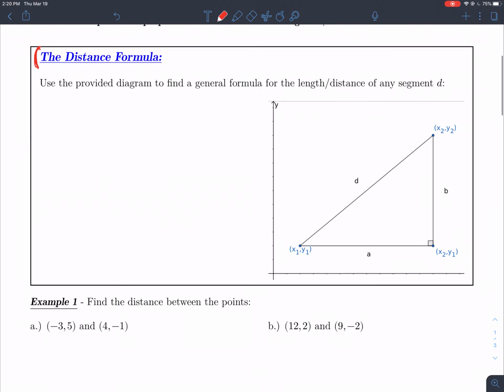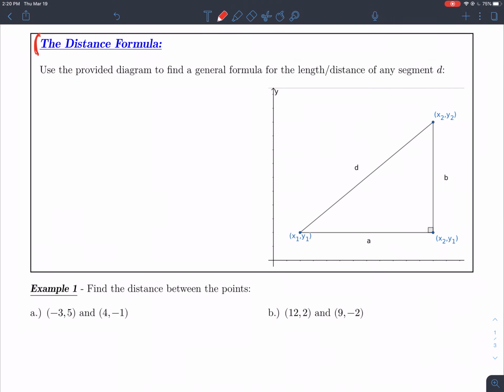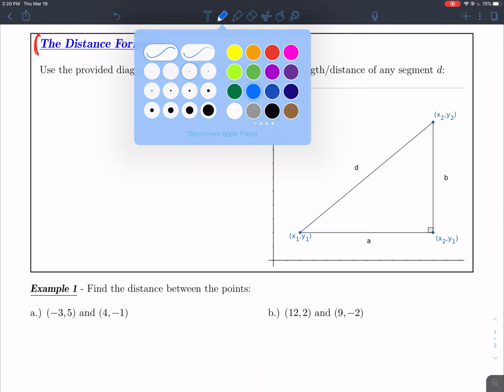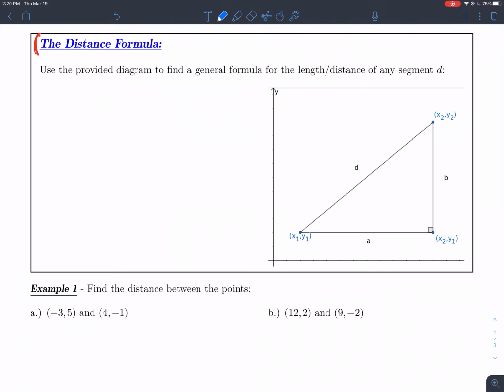Okay, so the distance formula, basically the question is, use this diagram that's given to you to find the general formula for the length or distance of any segment D. Okay, so we're talking about any line segment D. The formula works for that. So find the formula for this.